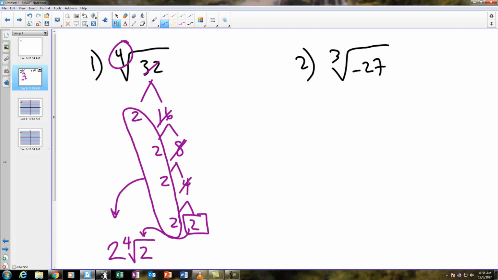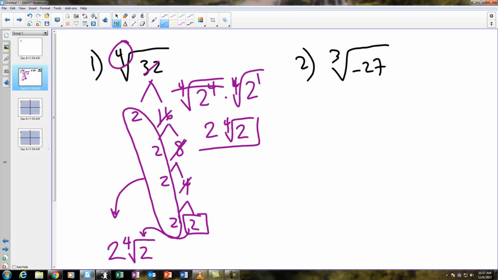Another way to think about this, okay, if we want to think about it, this is really 2 to the 5th, because there's 5 2's. So I could think of it as the fourth root of 2 to the 4th times the fourth root of 2 to the 1st. That's my total of 5 2's. And so if I think about it, the fourth root and the fourth power would cancel, leaving me with a 2. And then there's the fourth root of 2 that I couldn't simplify. Either way, I should get to this point.